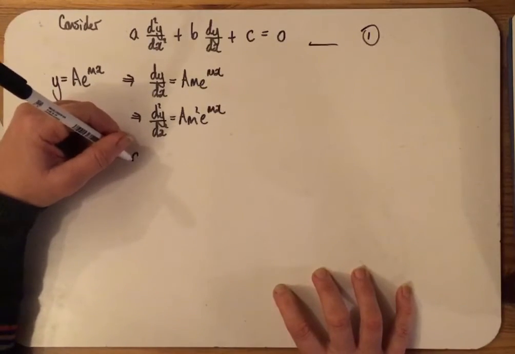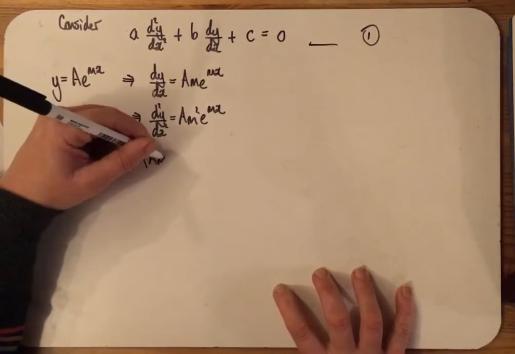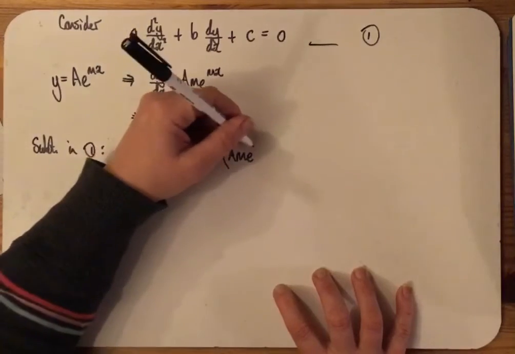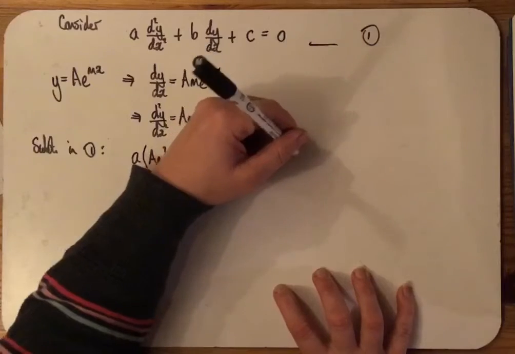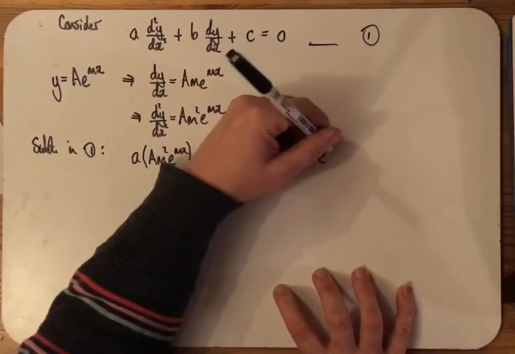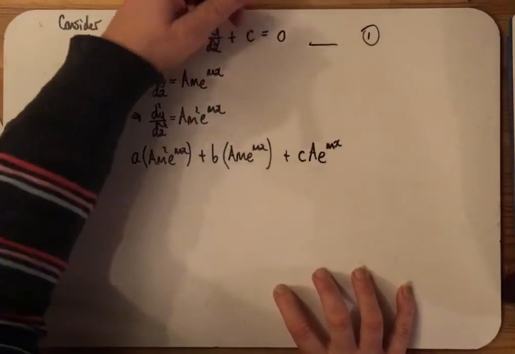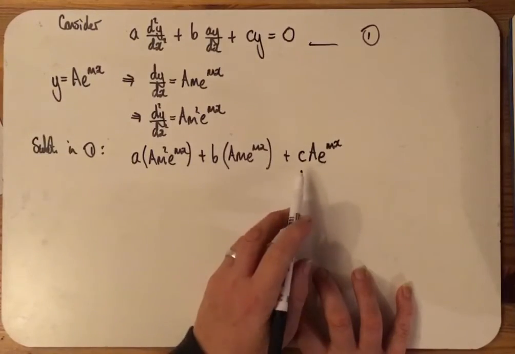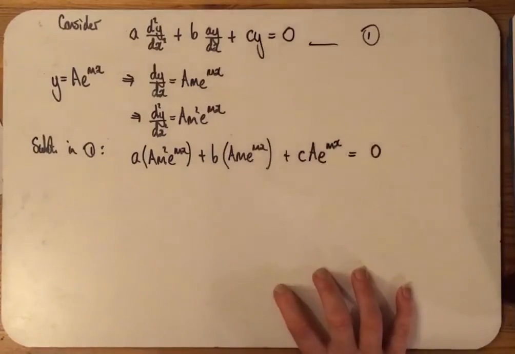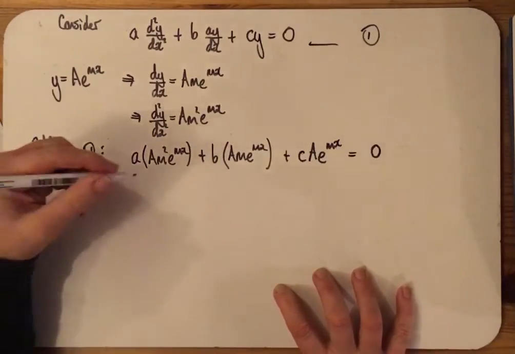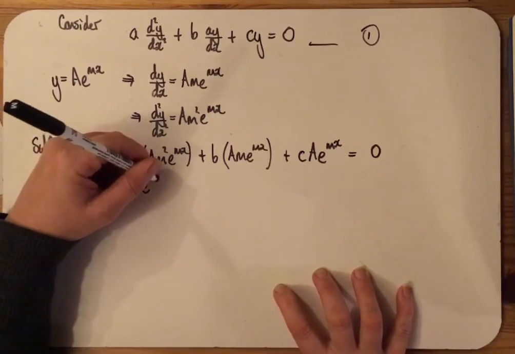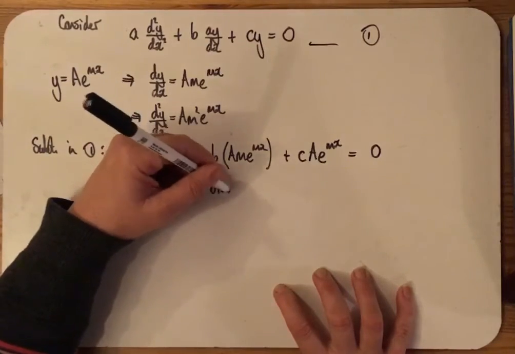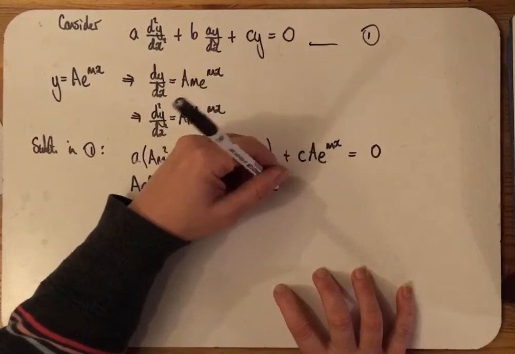So you get a lots of A m squared e to the mx plus b lots of A m e to the mx plus c lots of A e to the mx. Sorry, I forgot a y, I've just realised. So it looks a bit like the first order one. c A e to the mx equals 0. And then we can pull A e to the mx out as a factor. And we are left with am squared plus bm plus c is equal to 0.